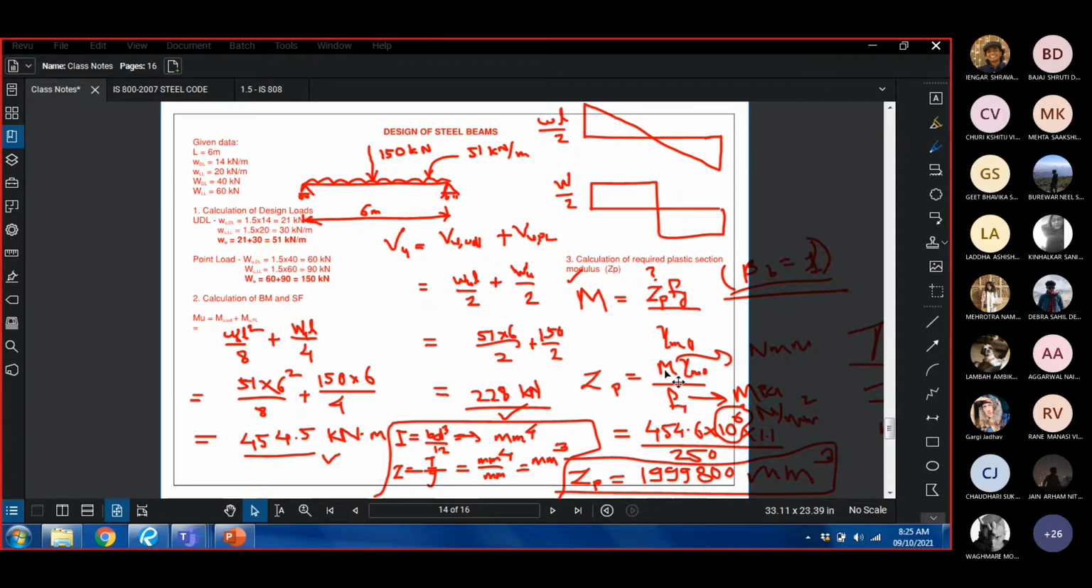So, Zp is equal to M into gamma M0 upon fy. Now, I told you the importance of matching units. M that we have found is in kilonewton meter, but fy is in Newton per mm square. So, you either convert one of them. An easier way would be to convert moment into Newton mm. We saw that we'll have to multiply this by 10 power 6, and then this remains unchanged. And the value of Zp that we got is 1,998,000 mm cube.